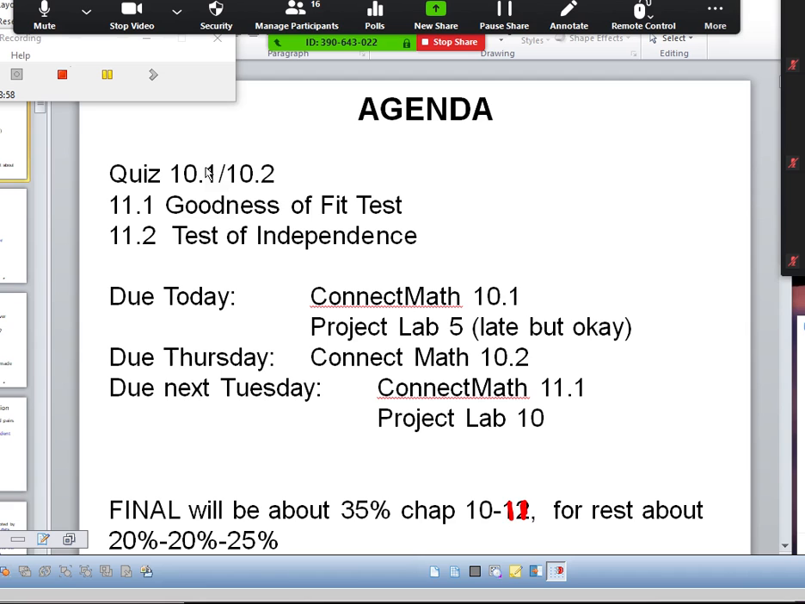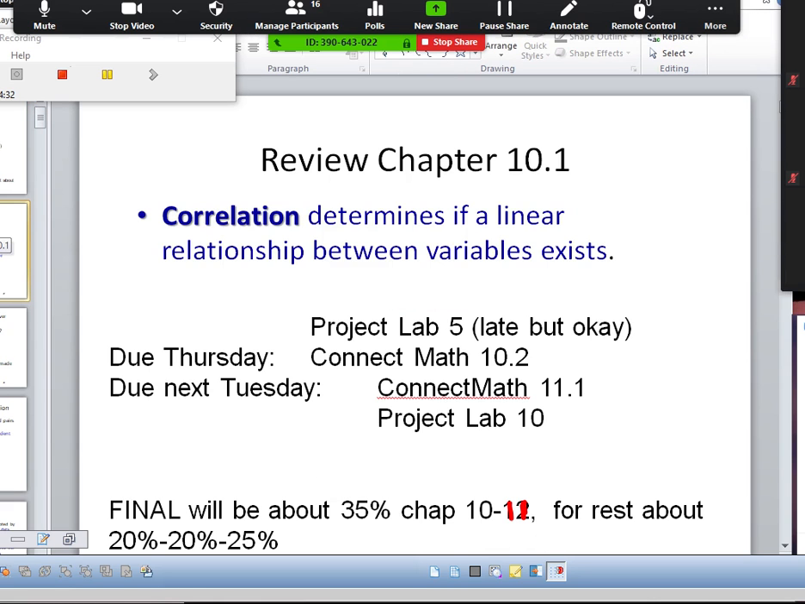Thank you. So again, here are the things that are due. Connect Math 10.1 due today, along with Project Lab 5. 10.2 is due on Thursday, and then 11.1 and Project Lab 10 are due on next Tuesday. And then also your final information. Great. So, moving on.